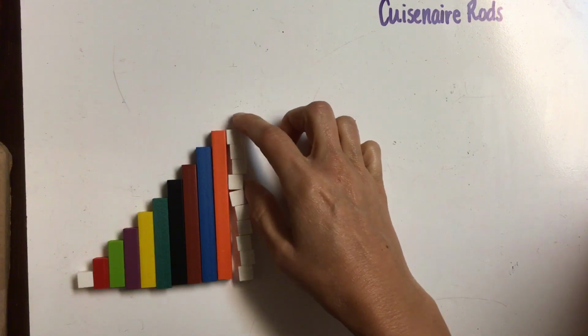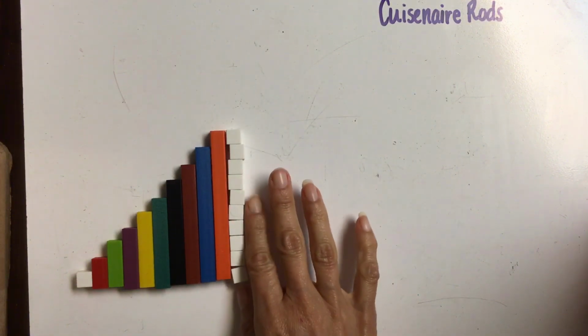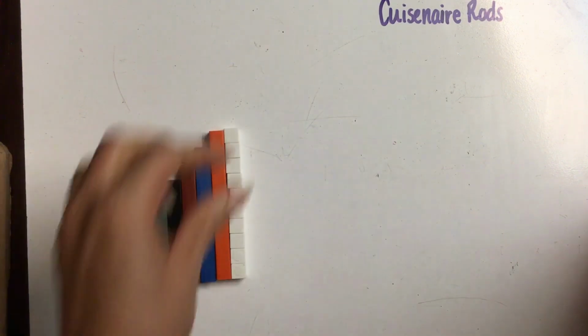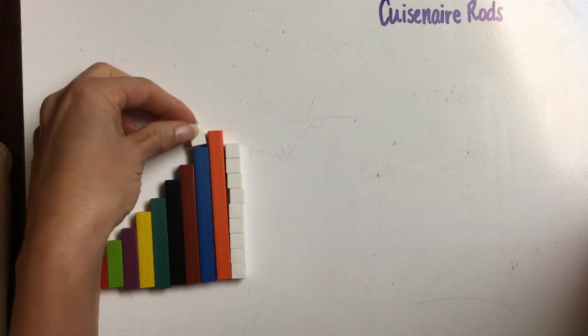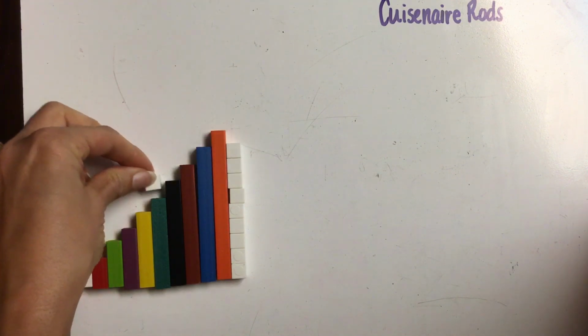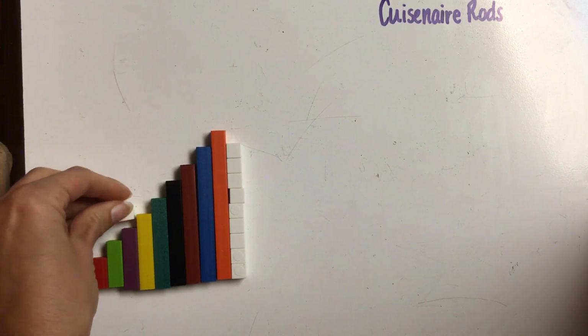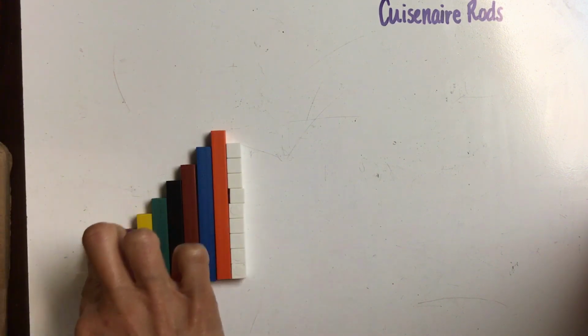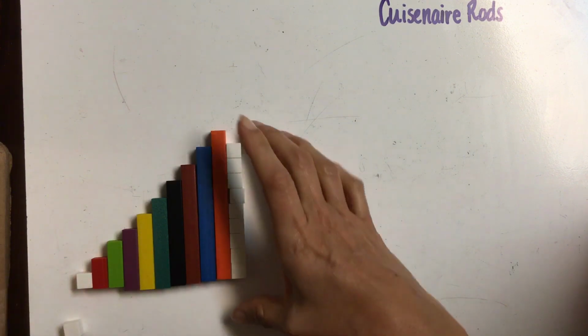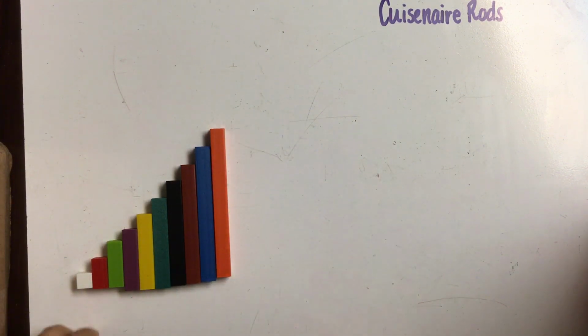the orange represents 10 centimeters, and each one is a one step down. So we have orange is 10, and then the blue is a 9, the brown is 8, 7, 6, 5, 4, 3, 2, and the white is 1. So you can use these rods to teach fractions.